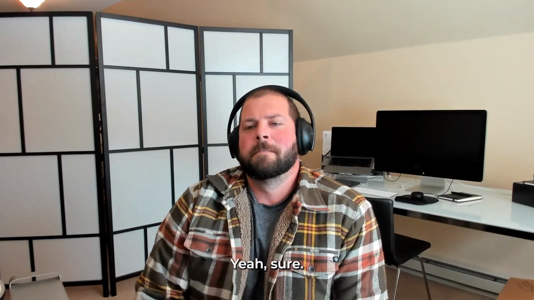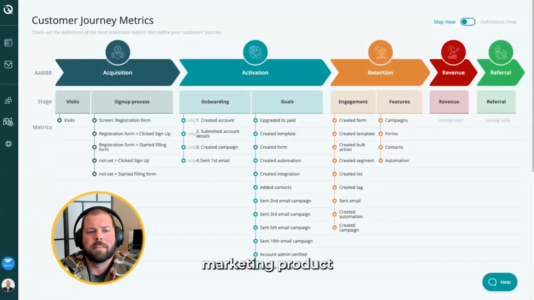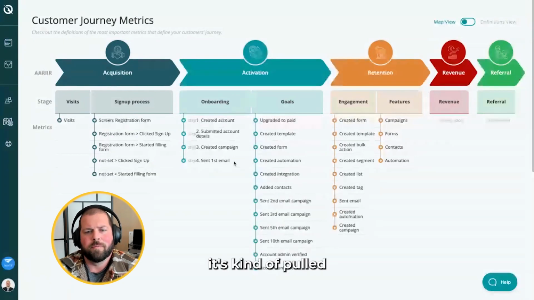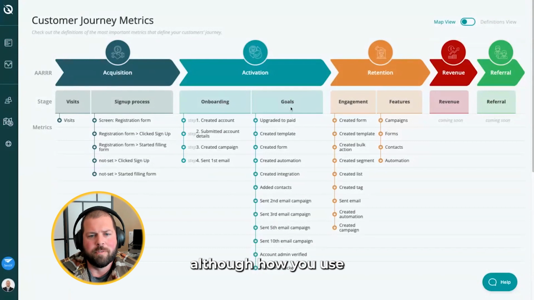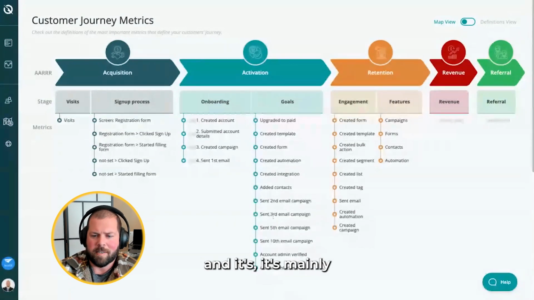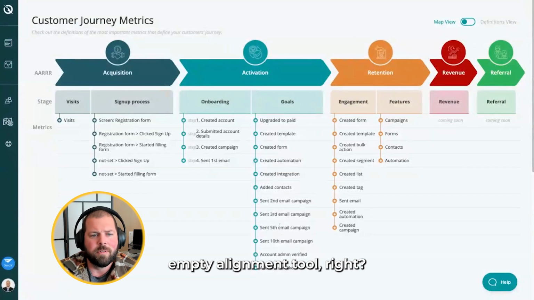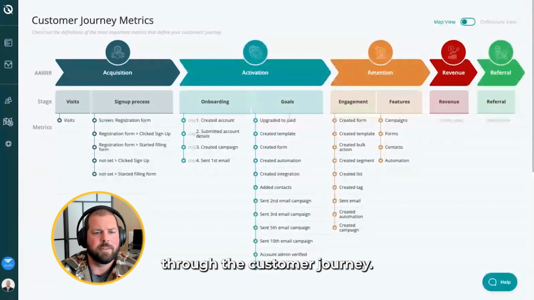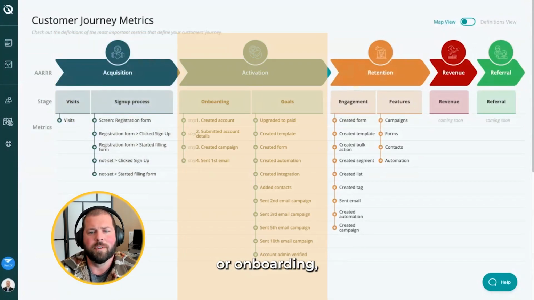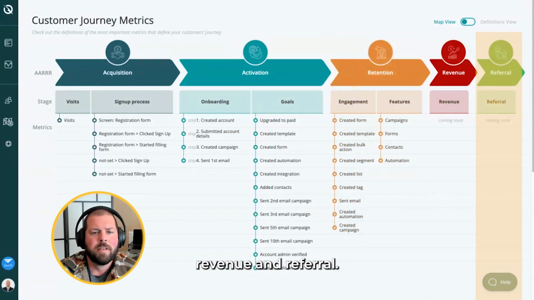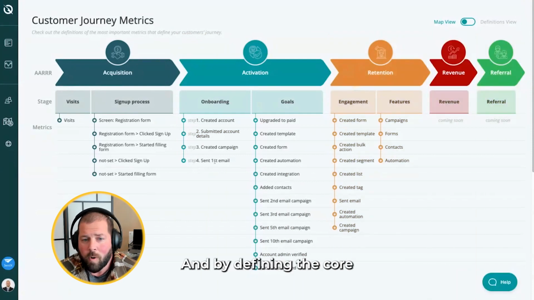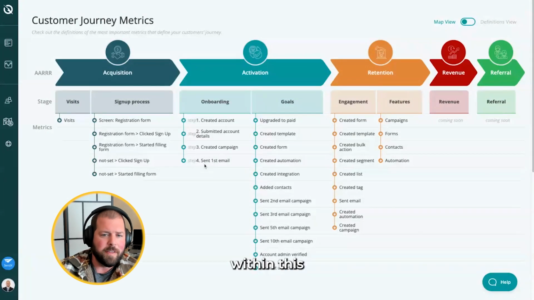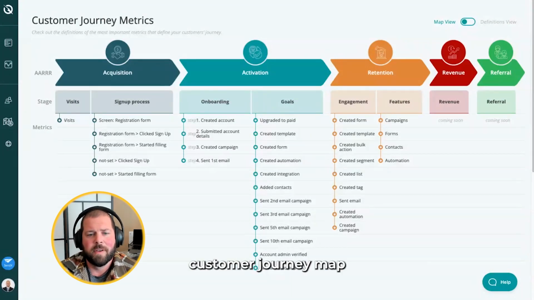That works. Yeah, sure. So this is an email marketing product. And as you can see, it's pulled from the pirate metrics, although how you use this is a bit different. It's mainly a team alignment tool. One of the biggest problems is just definitions through the customer journey: acquisition, activation or onboarding, retention, revenue, and referral. And by defining the key or actionable metrics within this customer journey map, and all of your teammates or core decision makers agree on it, is the first step in getting things right.